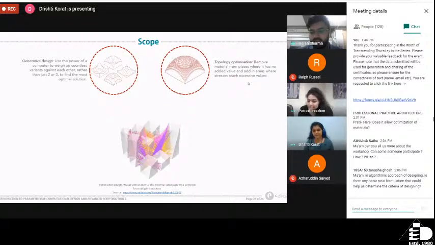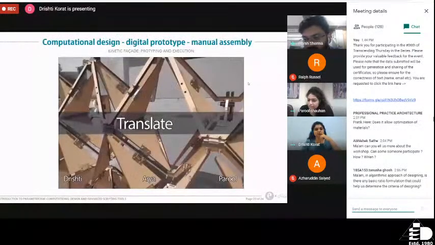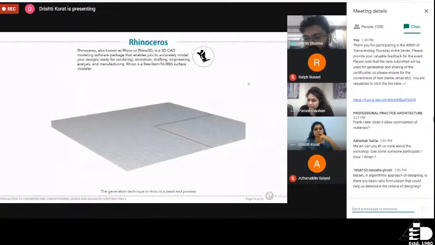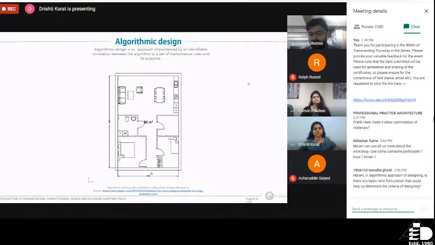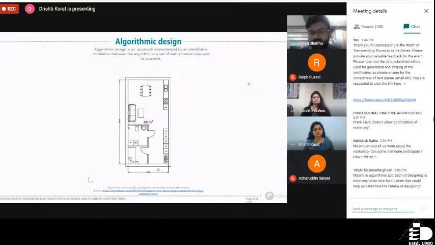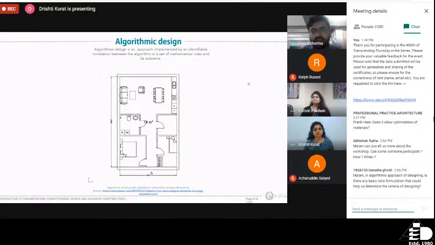The next question is from Tanusha Ghosh. She is asking whether, in the algorithmic approach to designing, there is any basic formulation or ratio that you consider while designing. It could be a bit of a generic question, but I think what she's asking is what parameters you consider before you start designing a building.